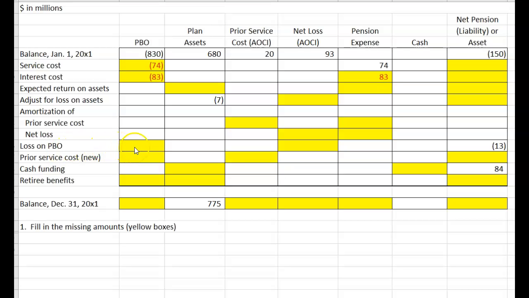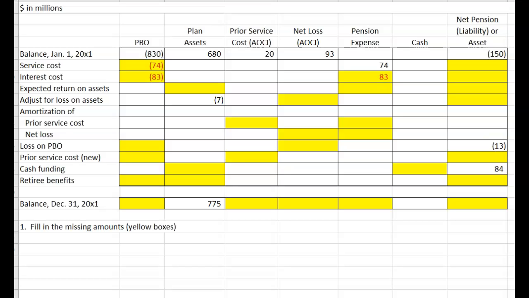Now let's see what we can do with this loss on PBO. As discussed in instructor video lectures, a gain or a loss on the PBO is calculated when a change is made to the estimate used in calculating the PBO. We are not given any verbiage in this problem to explain the loss on PBO. However, we are given the $13 million loss number in the last column.